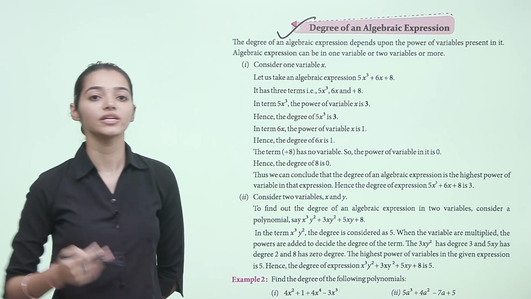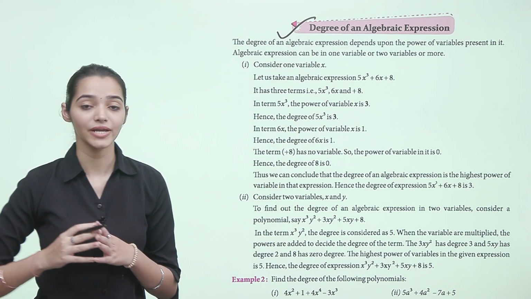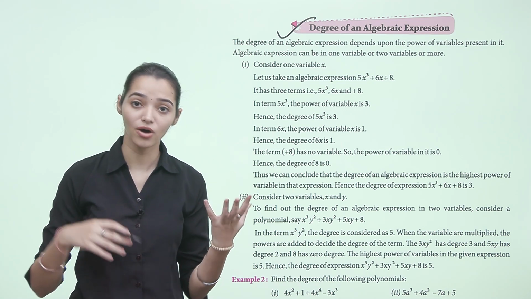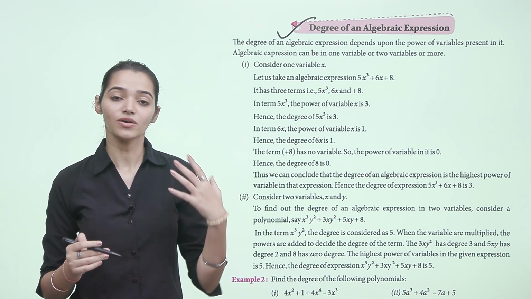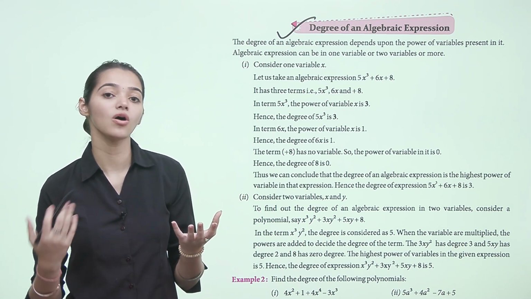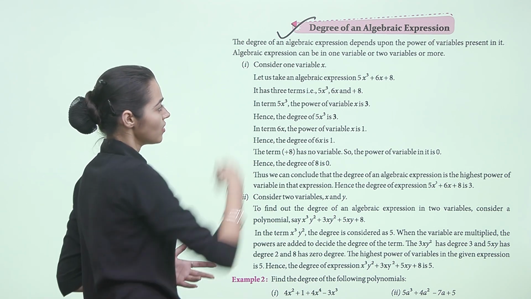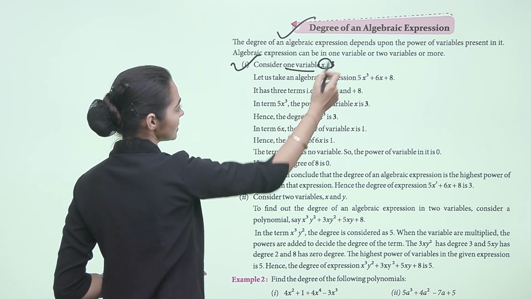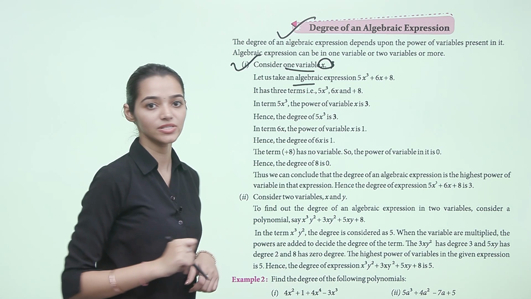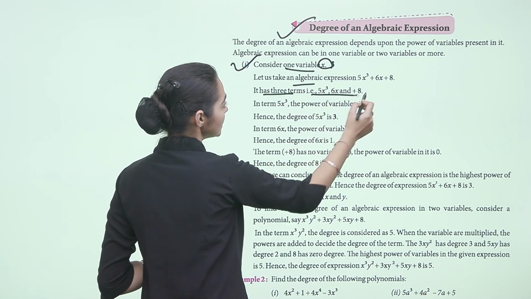Next is our degree of an algebraic expression. Now the degree of an algebraic expression depends upon the power of variable present in it. Now an algebraic expression can be in one variable or two variables or more. First consider one variable x. Let us take an algebraic expression. This is our algebraic expression. It has three terms. These are the three terms.